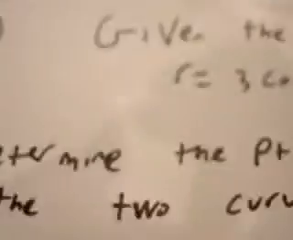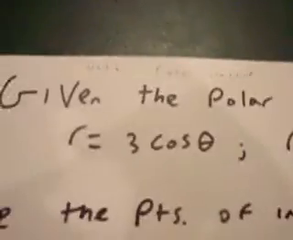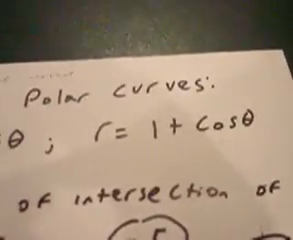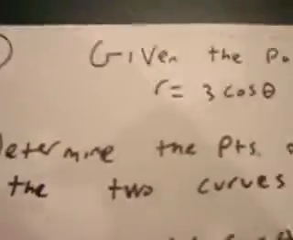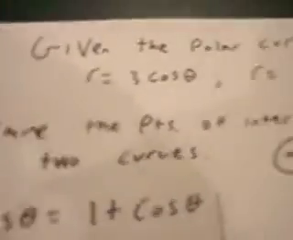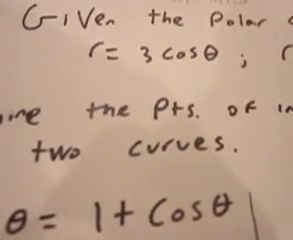Okay, the next problem that I missed was, given the polar curves r equals 3 cosine theta and r equals 1 plus cosine theta, determine the points of intersection of the two curves. And I missed 5 points on this part of the problem. My error was that it said find the points of intersection, but I only found the values of theta for which the curves intersect.